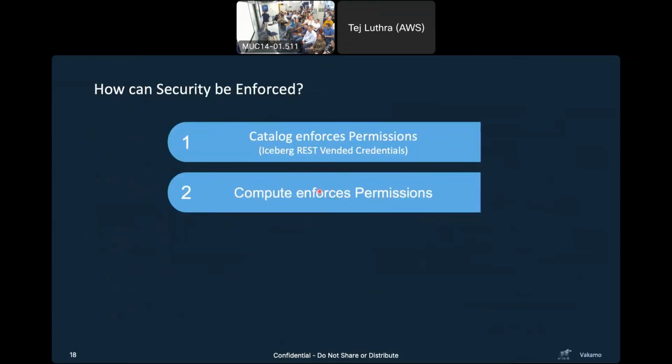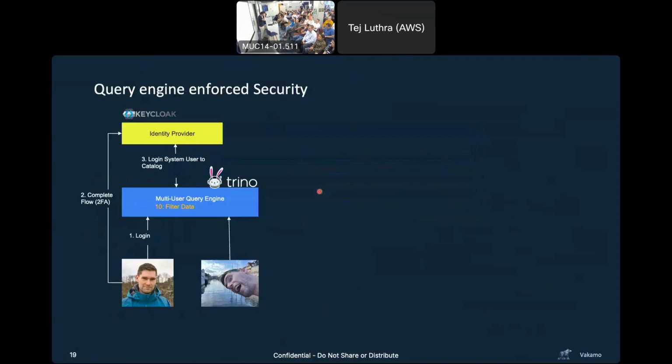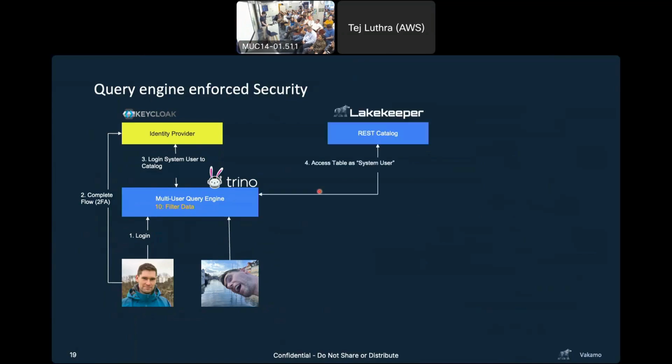The second way to enforce permissions is that the compute enforces the permission, right? So this could look something like this. This is the most complex slide in my presentation, I promise. After that, it's going to be much, much easier. So for example, we have a multi-user query engine such as Trino. And then we have a user, and that user logs into the query engine. And of course, because we're using OAuth and a proper authentication system, we actually log in using our identity provider, for example, AWS Cognito, Keycloak, whatever we are using.